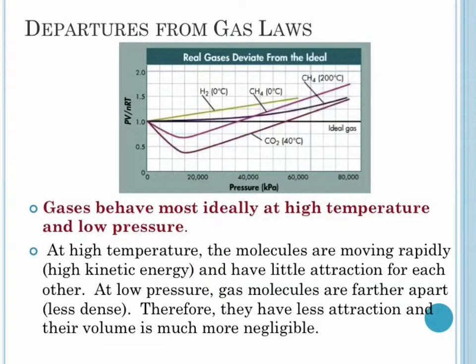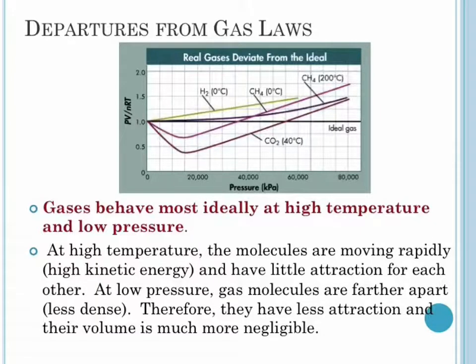Okay, so what we're going to talk about now is departures from the gas law. We say that gases behave ideally at high temperatures and low pressure. At a high temperature, the molecules start moving really fast. They have high kinetic energy, and they have little attraction for each other. When we go to a low pressure, these gas molecules are further apart, so they have less attraction for each other, and their volume is much more negligible.